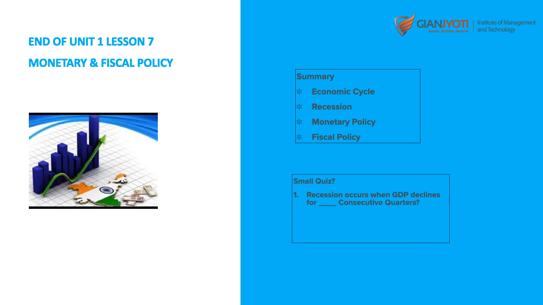Recession occurs when GDP declines for how many consecutive financial quarters? Second question, export increases in which type of monetary policy? Monetary policy is set up by whom? You can check your answers. Recession occurs when GDP declines for 2 or more consecutive quarters. Export increases in expansionary monetary policy. Monetary policy is set up by the central bank, which is the Reserve Bank of India in case of our country.